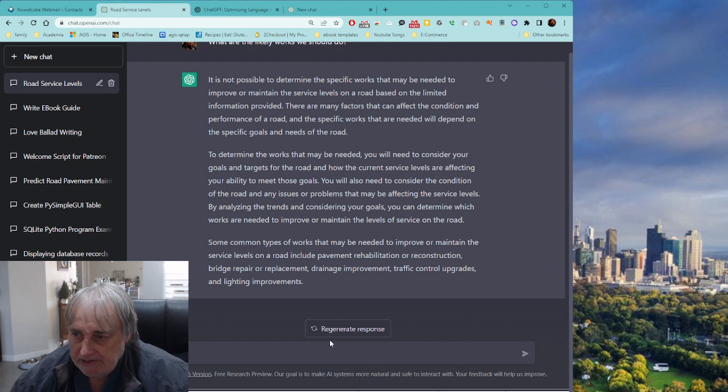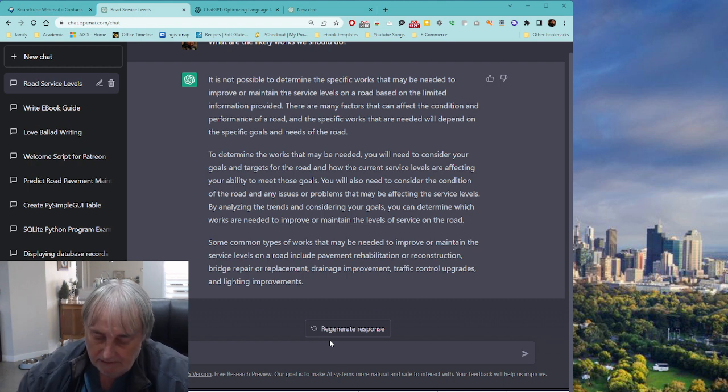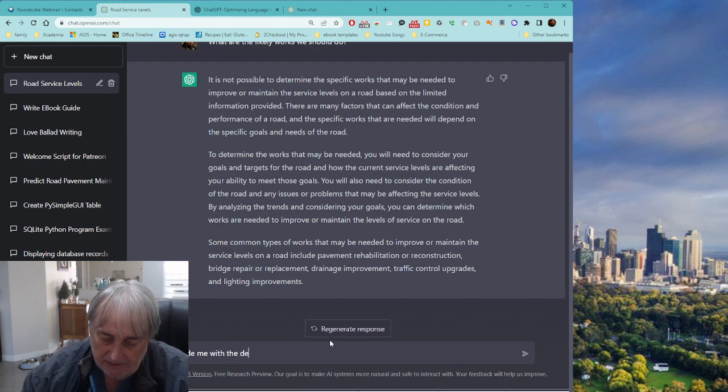Common types of works that may be needed to improve or maintain the service levels on a road include pavement rehabilitation or reconstruction, bridge repair or replacement, if there's a bridge there, drainage improvement, traffic control upgrades, and lighting improvements. So it's basically put it into a basket and says these are types. Now, if you wanted to know the detail, I go provide me with the detail of works.